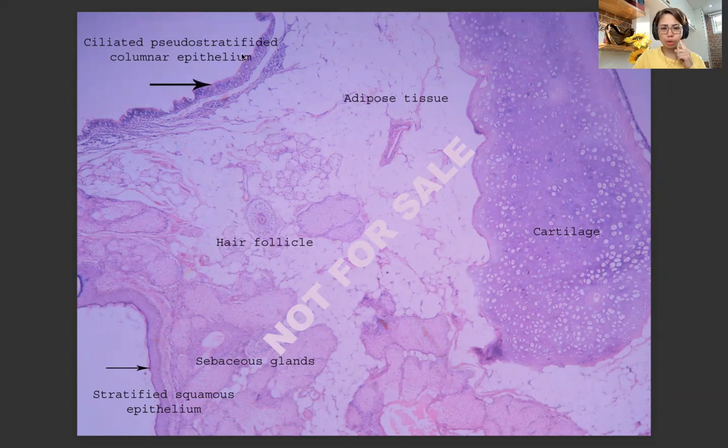Supposedly, it should not be in the ovaries, of course. Even hair follicles should not be there. Adipose tissue, here. The stratified squamous epithelium. That's why I said we have to look into these parts, because carcinoma can arise from here. Sebaceous glands, cartilage. So all are mature. That's why mature cystic teratoma.